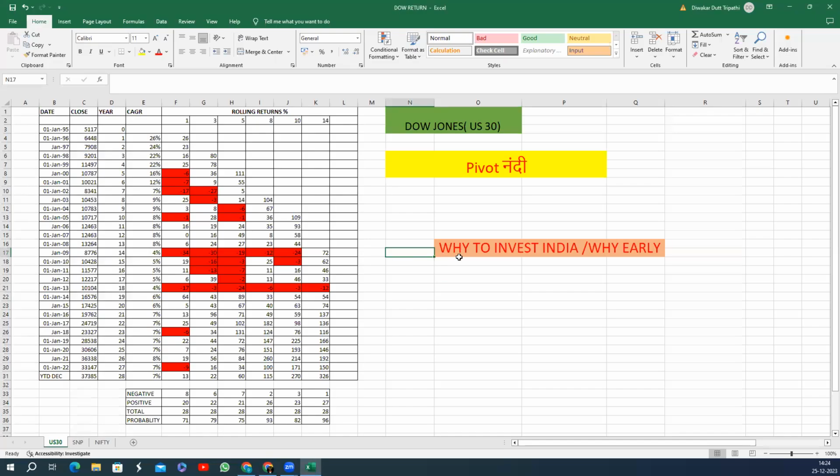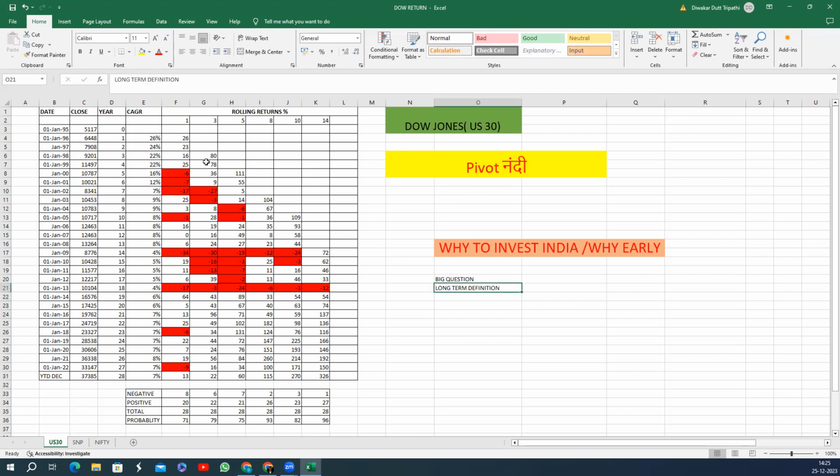As I chose the topic, why to invest in India. Whenever we invest for our long term goals, one biggest question arises in our mind: how long should one remain invested? What is the long term definition? For someone it may be 1 year, for someone it may be 2 years, for someone it may be 3 years.